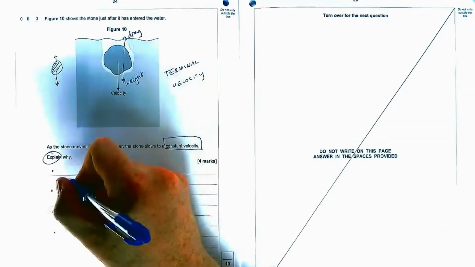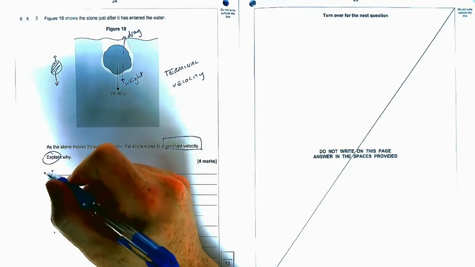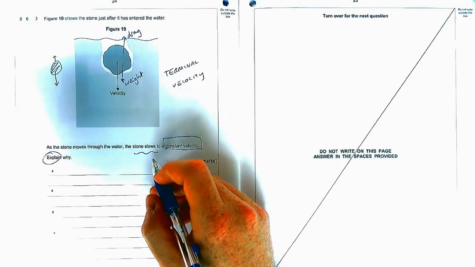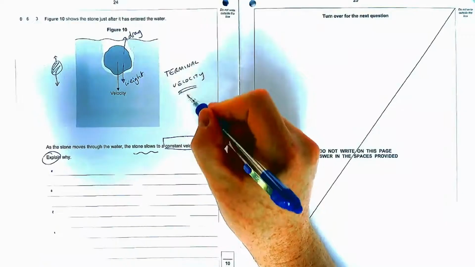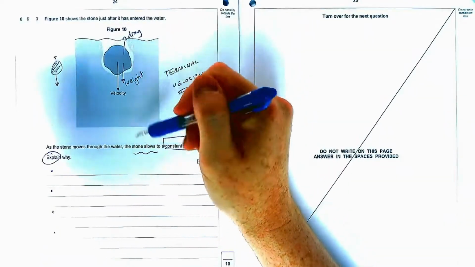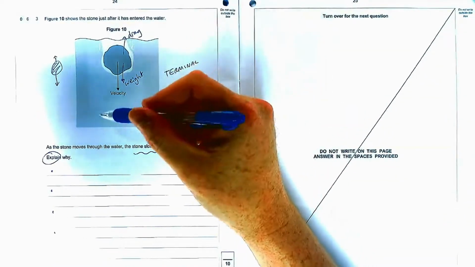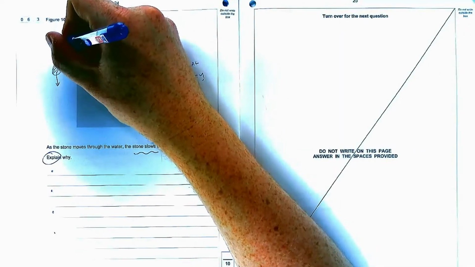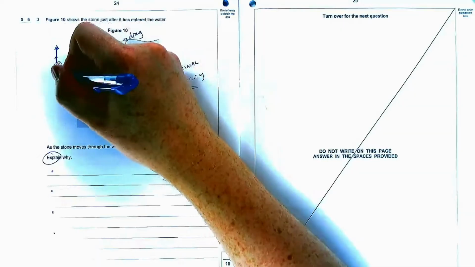So actually, it's a little bit untypical of terminal velocity questions because often they'll ask you to talk about why it accelerates and comes to a constant, but it only says why it slows to a constant velocity. So in this case, I'm going to have to change my mind a little bit and say, well, actually, for it to slow down, the drag force must be bigger than the weight. Otherwise, it will keep accelerating or go at a constant speed. So drag force, or water resistance, is larger than the weight.